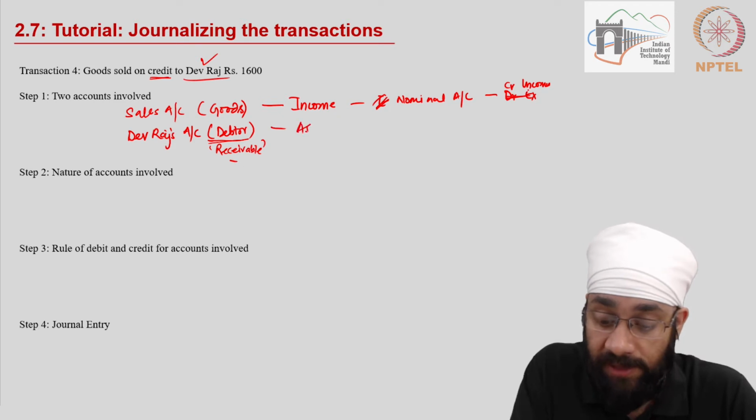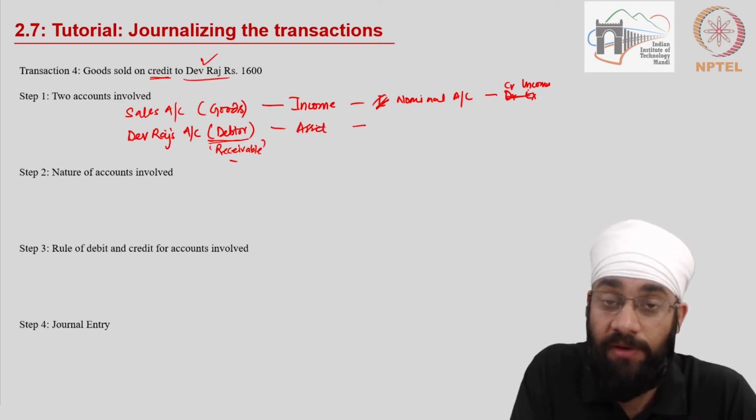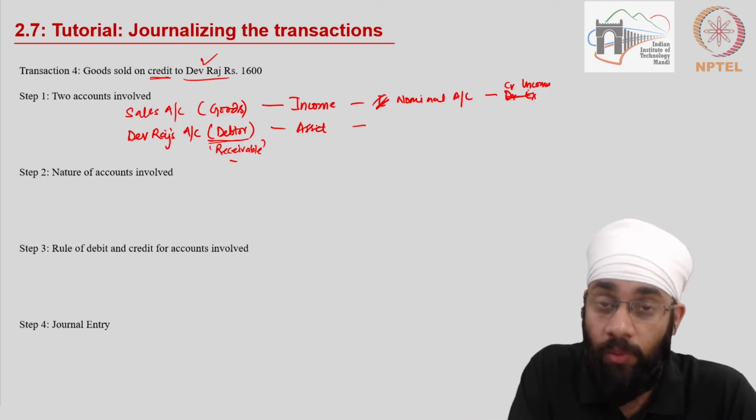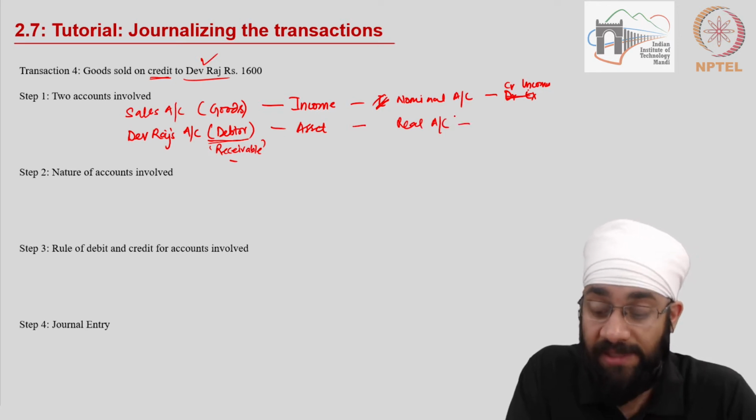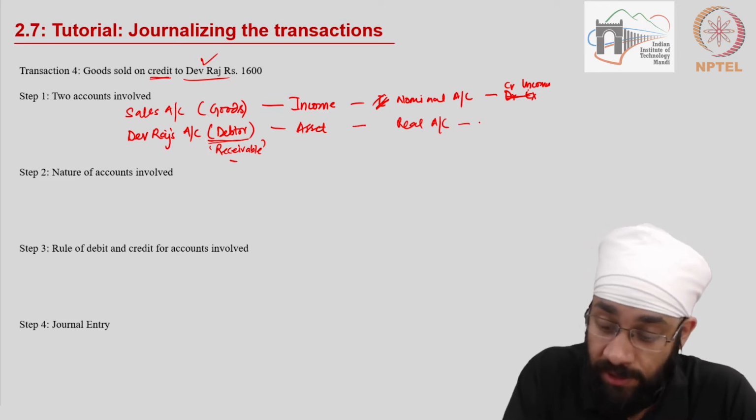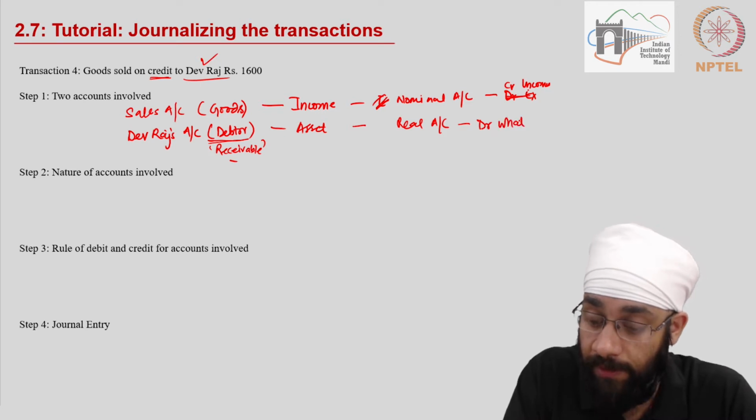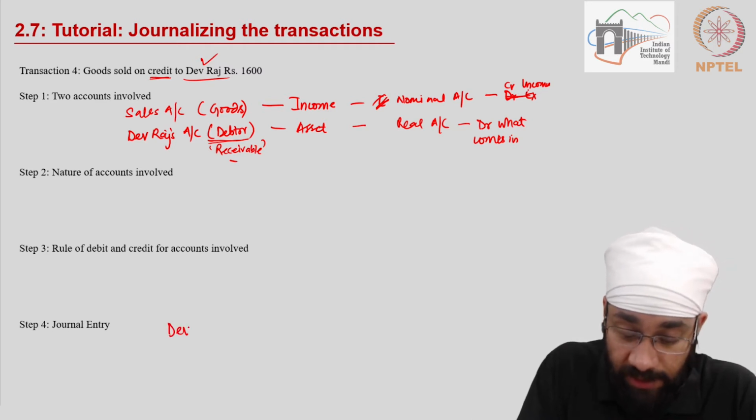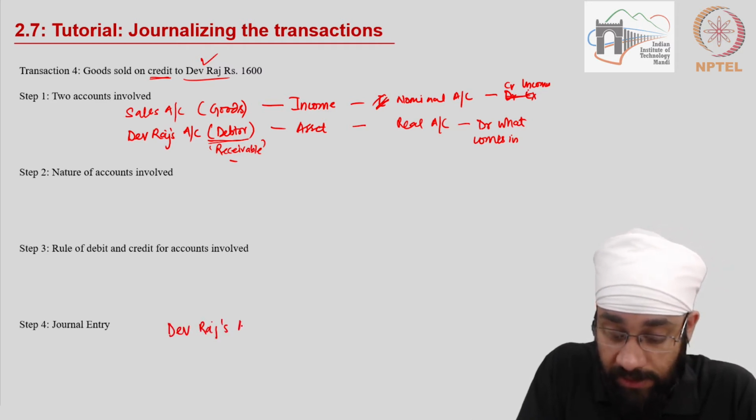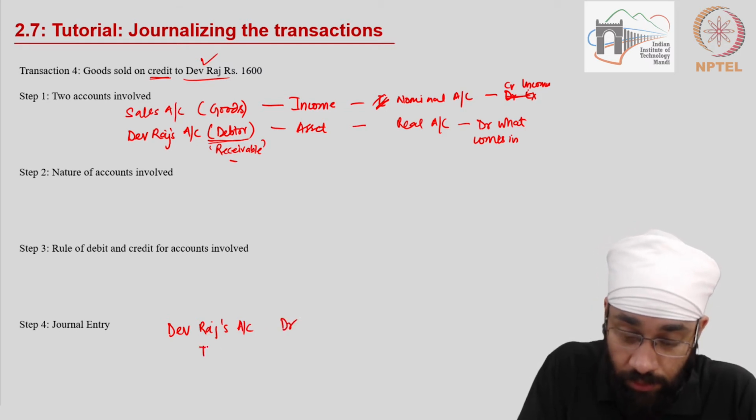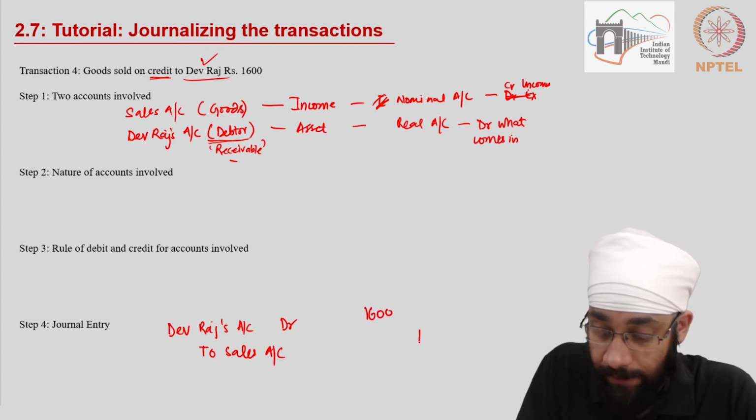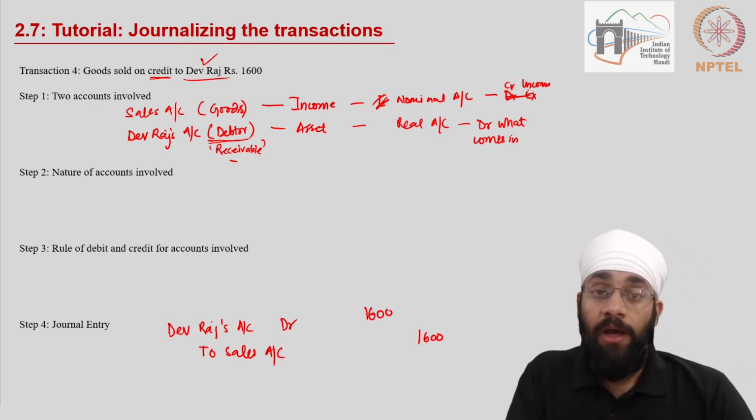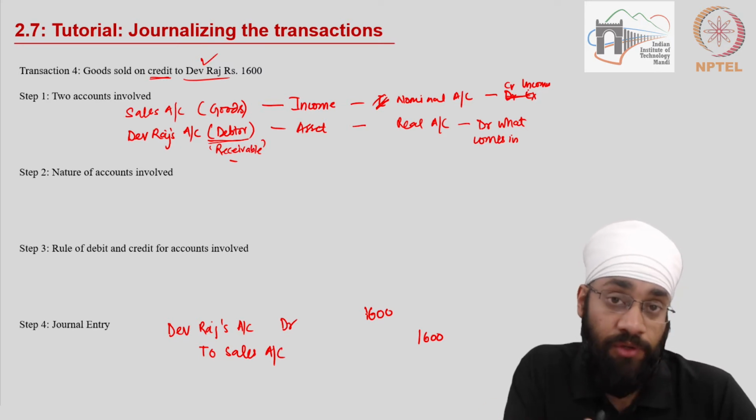Okay, this is an asset. You will generate temporary capacity from it. The cash will come in within the next 1 year. This is an asset, hence a real account. And this asset is increasing. The asset is coming into the business. You debit what comes in. Alright. So you debit Devraj's account. Devraj's account is debit to sales account. And transaction done.